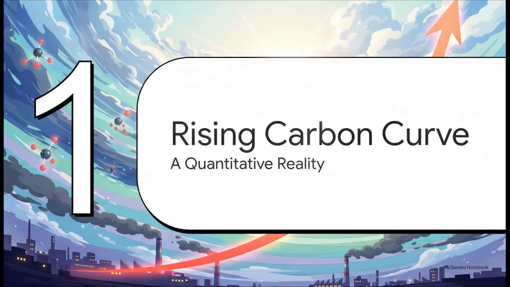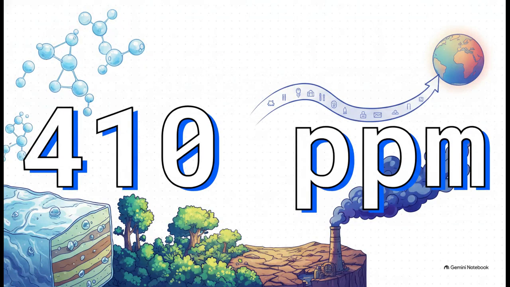All right, part 1, the rising carbon curve. 410 parts per million. I really want you to let that number sink in for a second. 410 ppm. That is the current concentration of atmospheric carbon dioxide. And this isn't just some random statistic to memorize. It's literally the baseline for every physical and biological process happening on Earth right now.